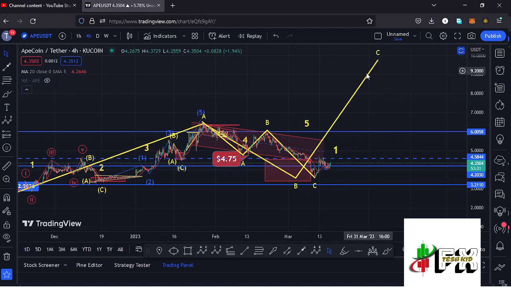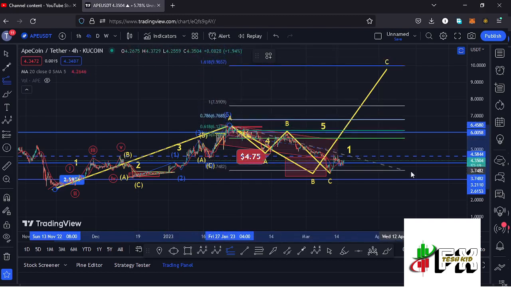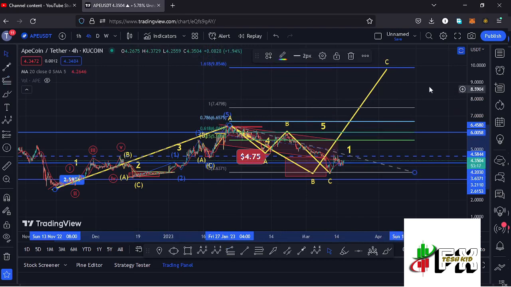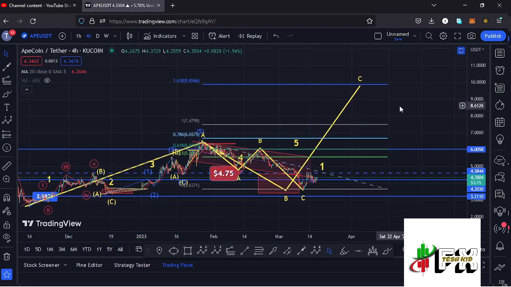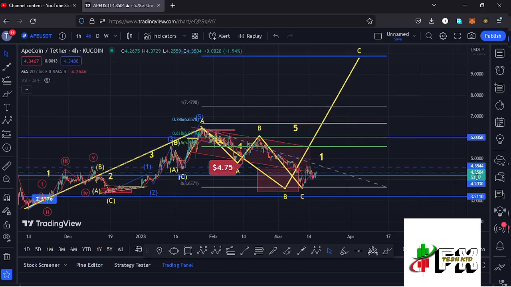of this wave C. Sketching out a target area to the upper side in the formation of that wave C by connecting the trend-based Fibonacci from the low of that wave A to the high of that wave A, then dragging the fibs to the low of the wave B, that gives me a minimum target area in the formation of that wave C at the fib level 1.618, and that is at around the $9.8546 mark, and that is the minimum that I'm expecting that wave C to the upper side to do.